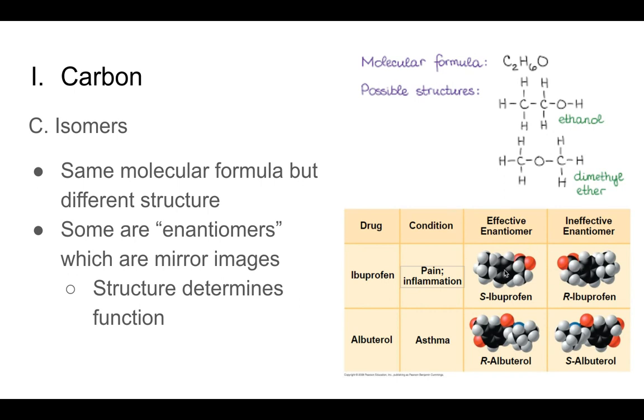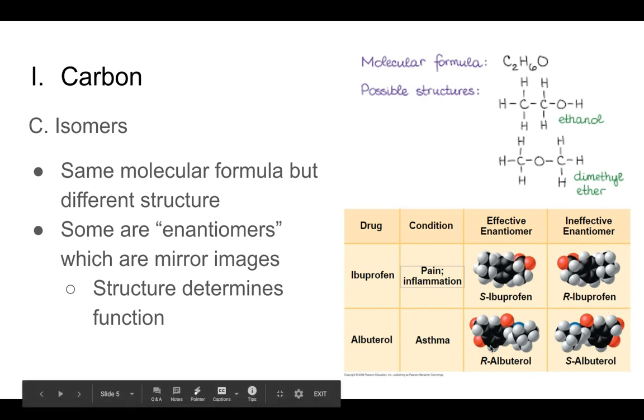Both are ibuprofen, which is what is in Advil. And so this form is called S-ibuprofen. This form, the mirror image, is called R-ibuprofen. What is interesting is that one of these forms is active and works like Advil does for a pain reducer and also to reduce inflammation, but the other does not. And so even though they look pretty similar, they actually are very different. One is effective or active and the other is ineffective.